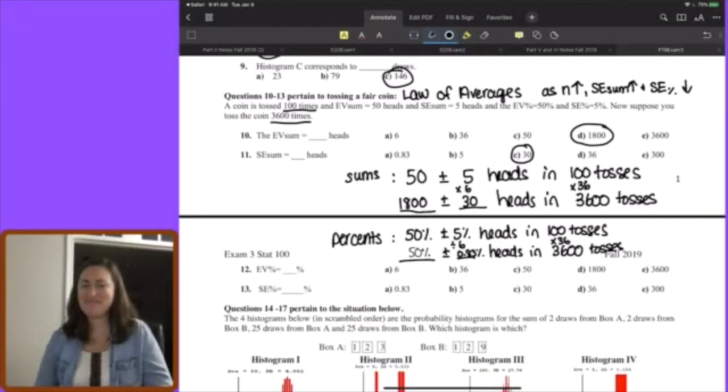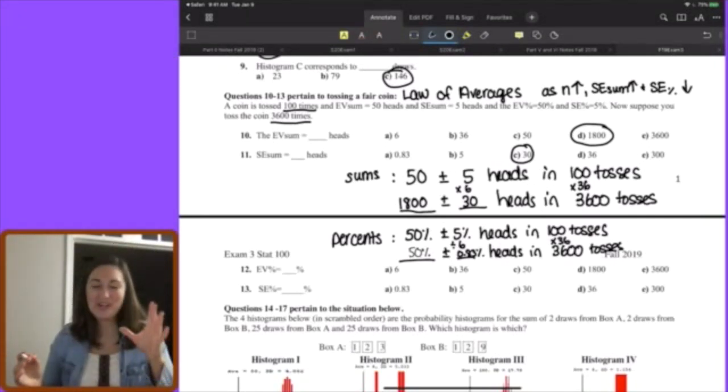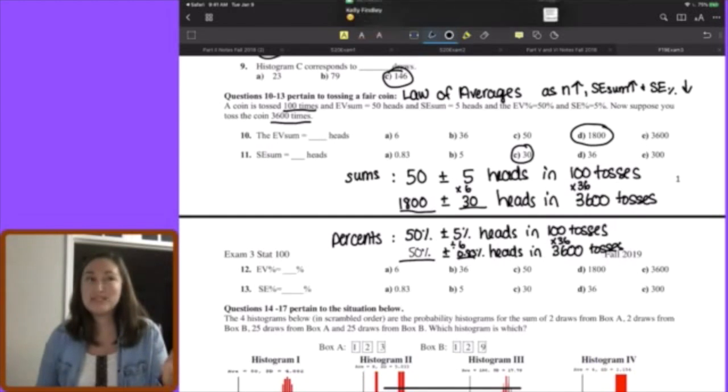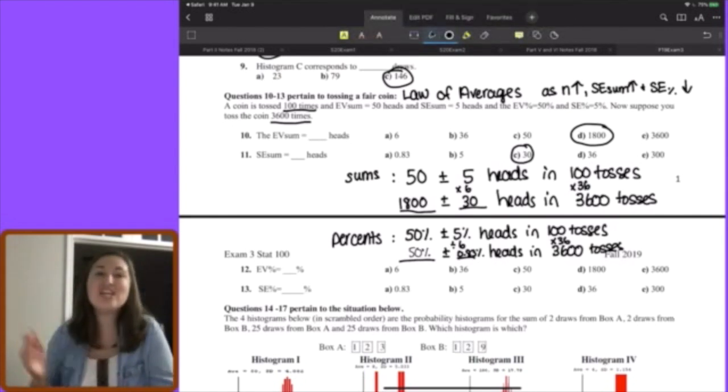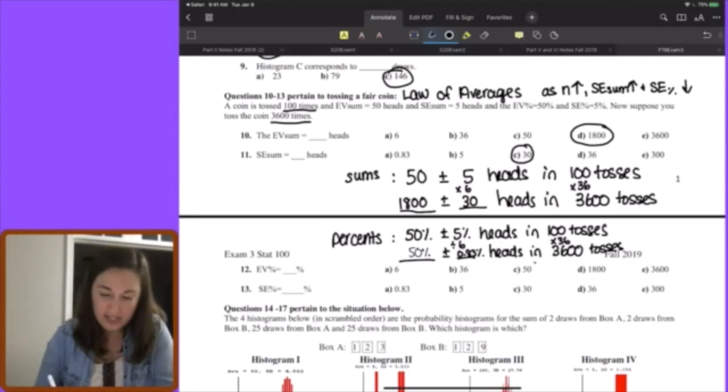Hopefully that's good. But yeah, for expected values for sums, for tossing a coin, it's always going to be half. For percents, it's always going to be 50%. And then the standard error changes by a factor of the square root of whatever n is changing by. So that's the law of averages. So this one is 50% and this one is 0.83%.